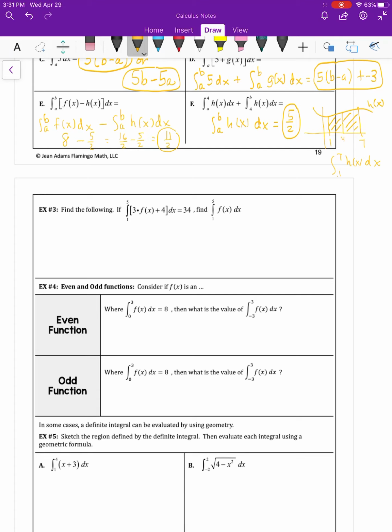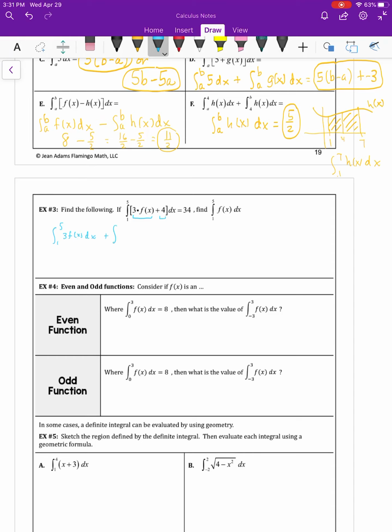Example number 3. Find the following if the integral from 1 to 5 of 3 times f of x plus 4 dx equals 34. Find the integral from 1 to 5 of f of x dx. So this is kind of like a puzzle, and we're going to start this puzzle first by breaking this up into two integrals with that plus sign.